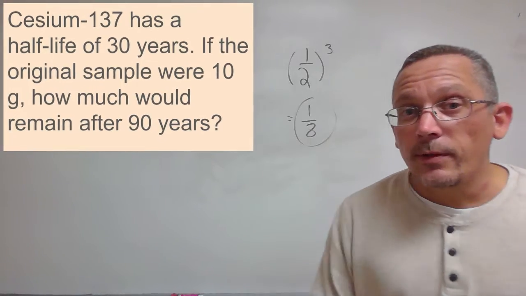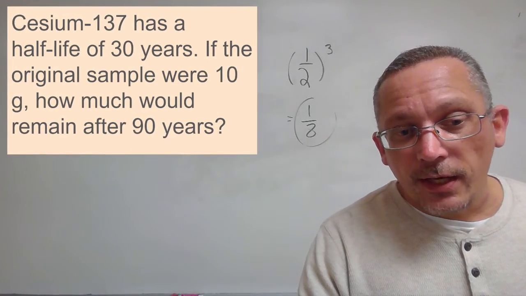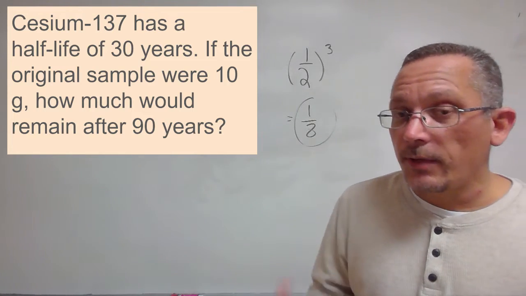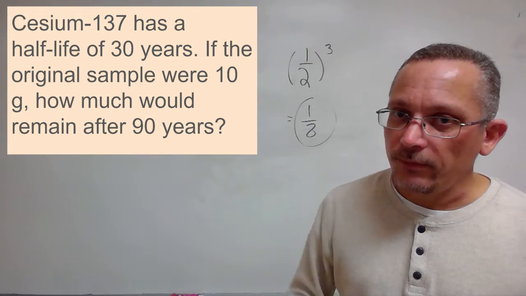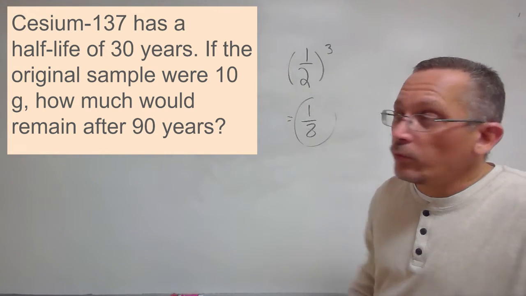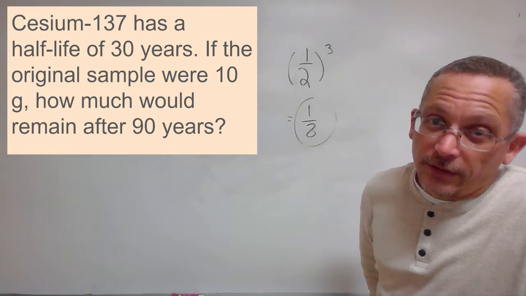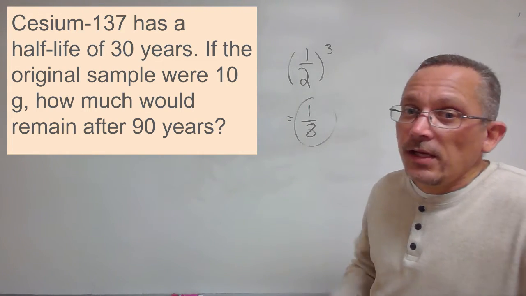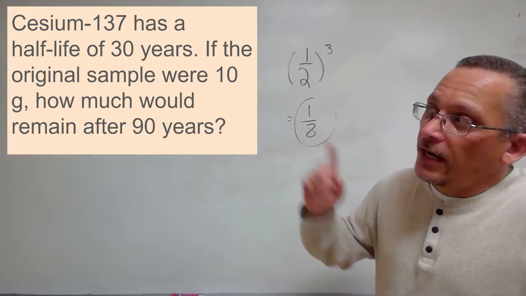Okay, another kind of problem they might ask us to be able to solve is what I call a how many grams remain problem. It's pretty much the same kind of problem with just one extra step. Okay, so here is a how many grams remain problem. Cesium-137 has a half-life of 30 years. The original sample was 10 grams. How much would remain after 90 years?